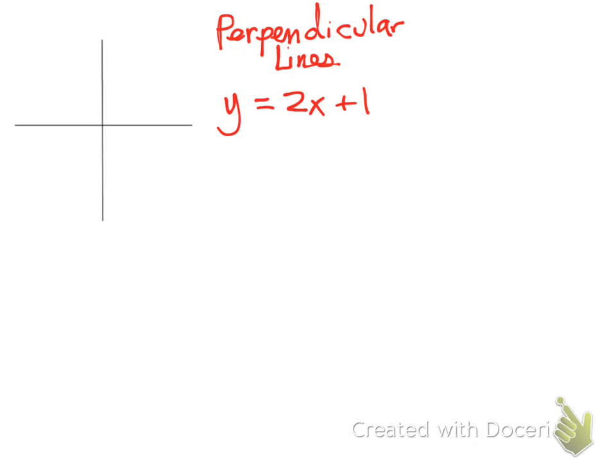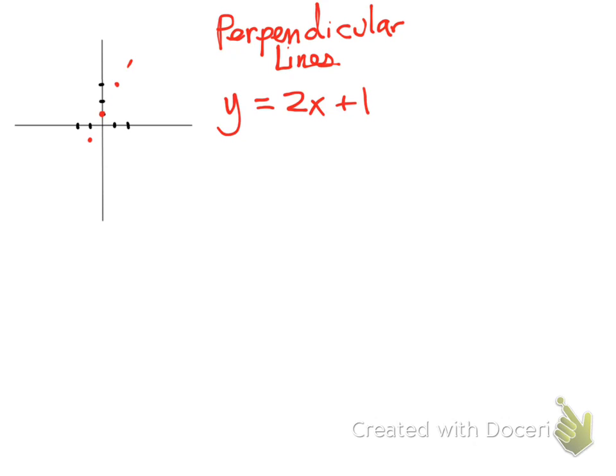This is a lesson on perpendicular lines. So I'm going to graph the equation y equals 2x plus 1, which has a y-intercept of 1 and a slope of 2. So it looks kind of like that.